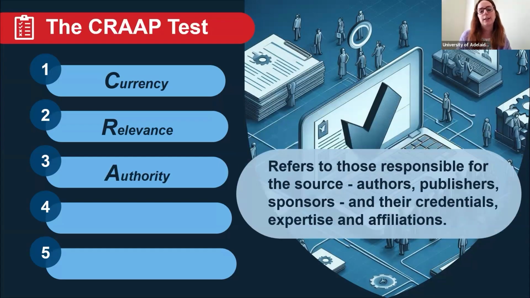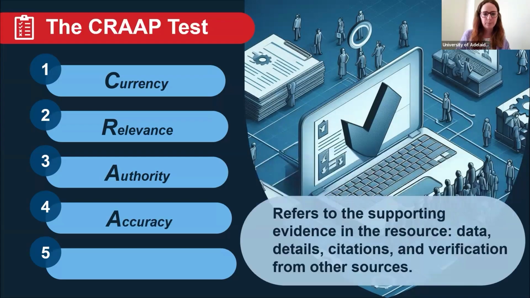Authority refers to those responsible for the source: authors, publishers, sponsors, and their credentials, expertise, and affiliations. In this sense, yes, the author is a big part, but you also need to think about the publishing outlet and the affiliations they have, and whether an article is pushing a political agenda. Anything beyond the realm of the author, you need to be aware of all that as well.